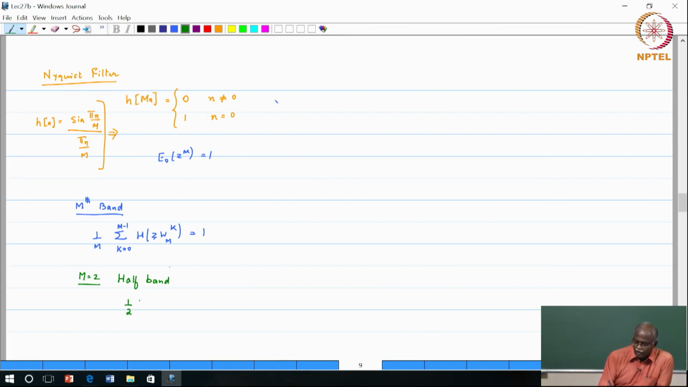This is 1/2 of h of z plus h of minus z equal to a constant equal to 1. We looked at a half band filter, basically took the Nyquist filter with m equal to 2, and we came up with an interesting observation. The observation was that the length of the half band filter, because of the symmetry and every alternate sample being 0, was 4j plus 3, which means that if I shifted it to the right, made it causal, then the filter order will be 4j plus 2, which is even but not multiple of 4.